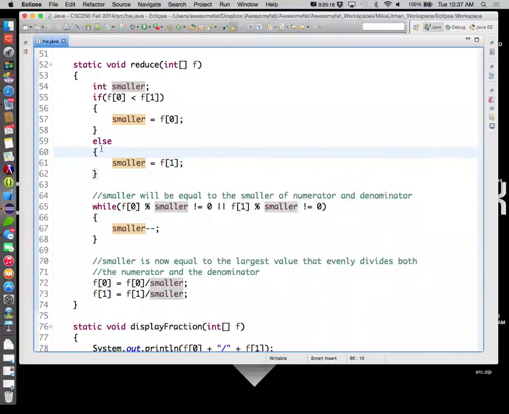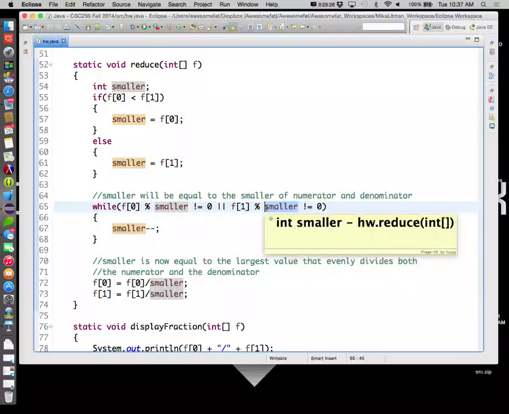Well, for starters, do we need to start at smaller? Is it possible that smaller could evenly divide the larger and the smaller? It is. Let's say smaller does not evenly divide numerator and denominator. Is it possible for smaller minus 1 to evenly divide numerator and denominator? It's not. Why? It might evenly divide the larger of the two.